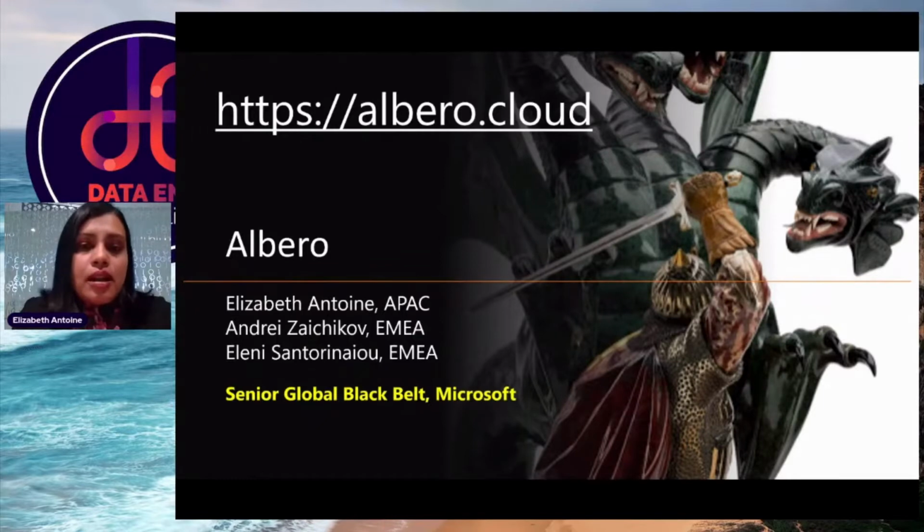So, as Noel actually introduced us, we are a group of global black belts across Microsoft. We are working on an open source project called Albero. Albero is basically a decision tree driven by one specific aim: to give customers across the globe an unbiased, logical way of deciding the best fit architecture in Azure.